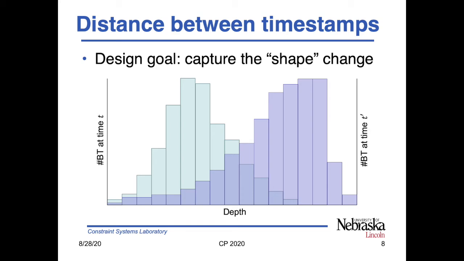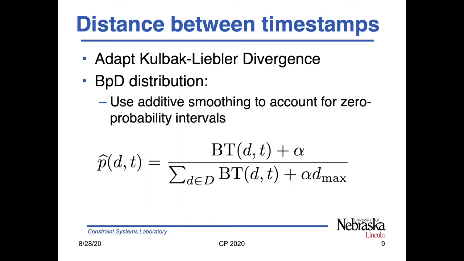We designed our distance function to capture the change in shape of the BPD over time. If the BPD shifts in location or in steepness or wideness, we want to be able to capture this change in the distance metric. Further, we do not care about the absolute magnitude of the BPD, as this will invariably change over time. Further, we adapt the Kullback-Leibler divergence metric to our problem.